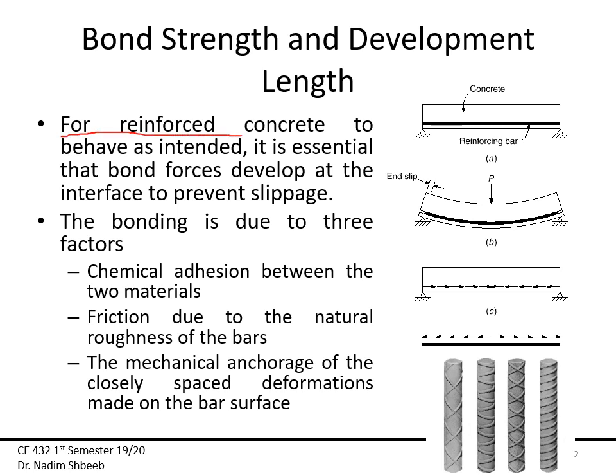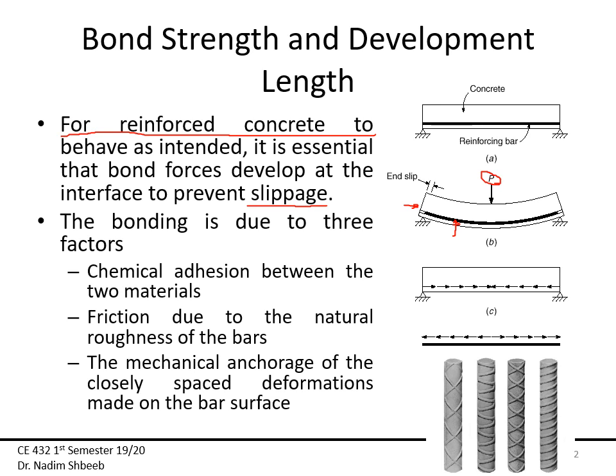Now, here I'm just restating that. For reinforced concrete to behave as intended, it is essential that bond force develops at the interface to prevent slippage. Imagine this steel bar right here has no bond in it. Due to the tension force developed from the flexural force coming from P, we're going to notice some slip between that bar and the surrounding concrete.